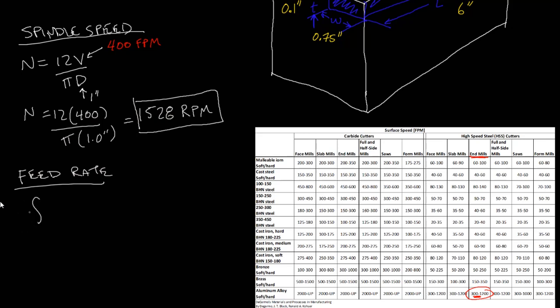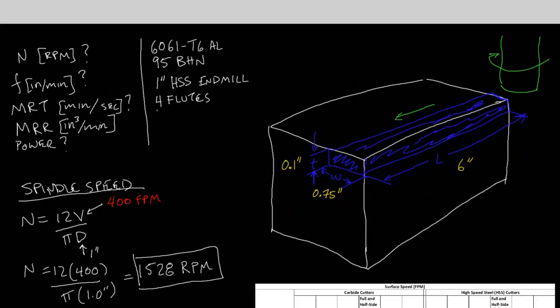So for milling, F is equal to our spindle speed in RPM, times feed per tooth, times the number of teeth, lowercase n. So that's our spindle speed, this is our feed per tooth, and this is the number of teeth on the end mill. If you have a 2-tooth end mill, that would be 2. If you have a 4-tooth end mill, that would be 4. We said that we wanted to use a 4-fluted, 1-inch high-speed steel end mill.